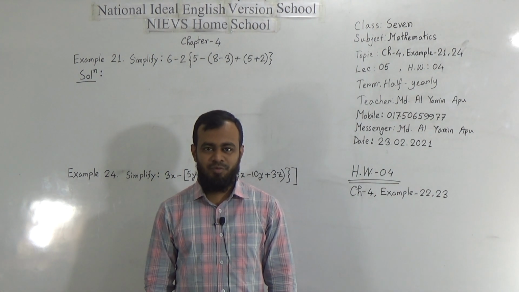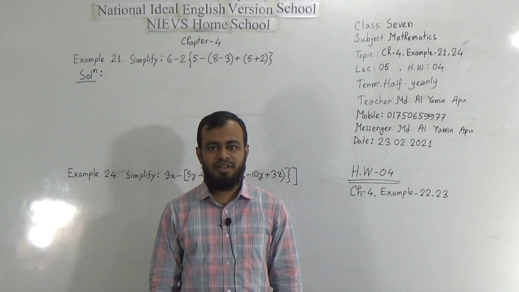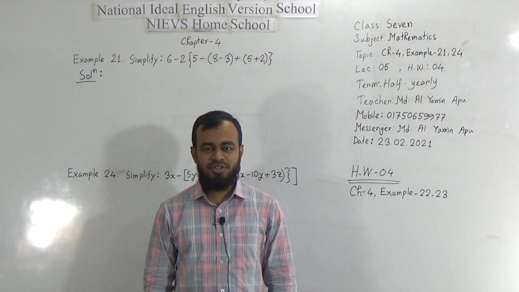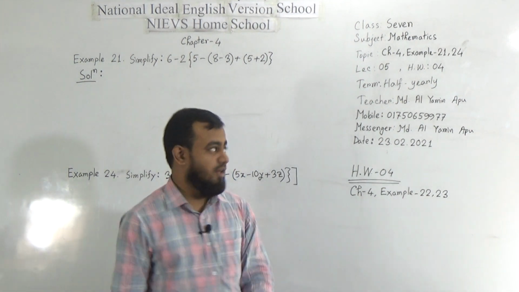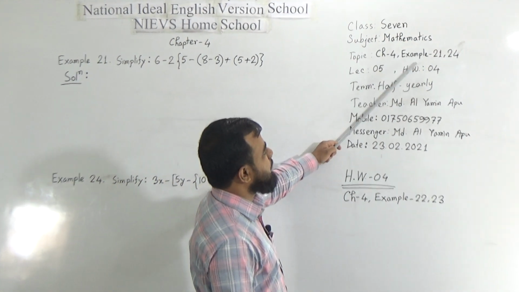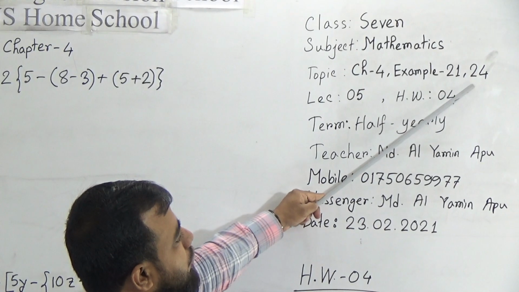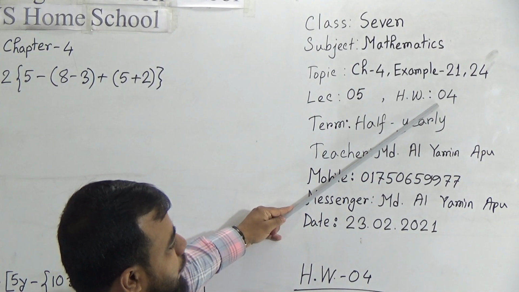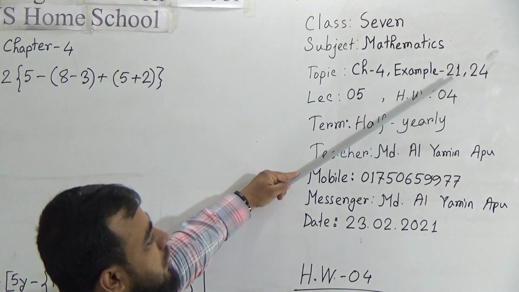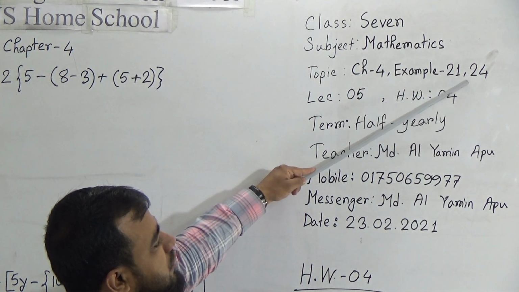I am Muhammad Yamin Apu, an assistant teacher of mathematics, National Ideal English Version School, morning shift. Today I am going to take a math class for the students of class 7. Today's topic is chapter 4, examples 21 and 24. Our today's lecture number is 5 and you have a homework. Your homework number is 4. My dear students, you will solve example questions number 21 and 24 only.